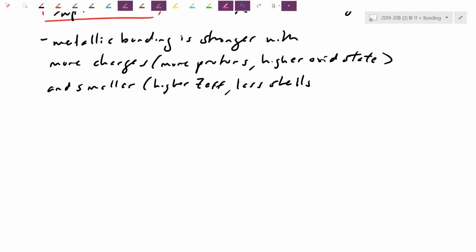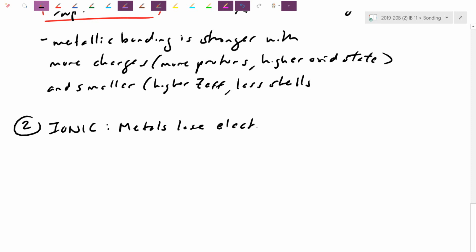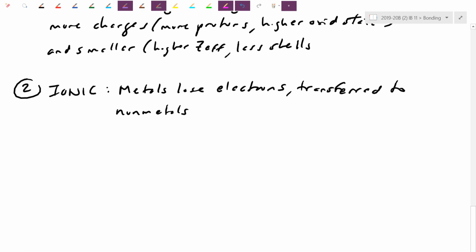Let's switch over now to take a look at ionic compounds. For ionic compounds, we already saw the difference in electronegativity is large enough. So essentially what's going to happen is the metals lose electrons. The terminology is oxidize. Metals lose electrons, and I'm going to emphasize that these are transferred to nonmetals. Basically in doing that, the metal forms a cation and we get an anion.